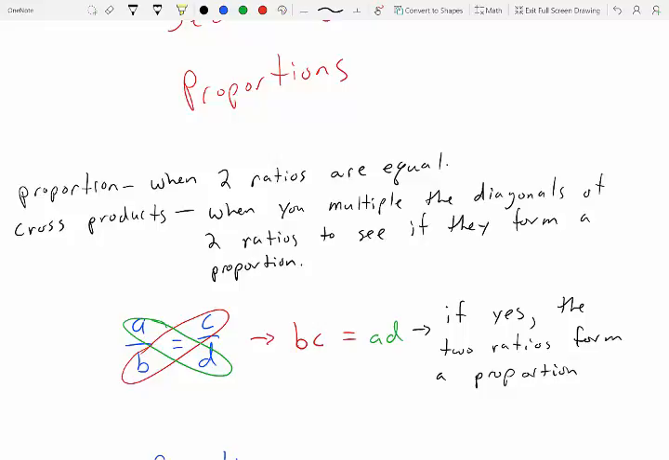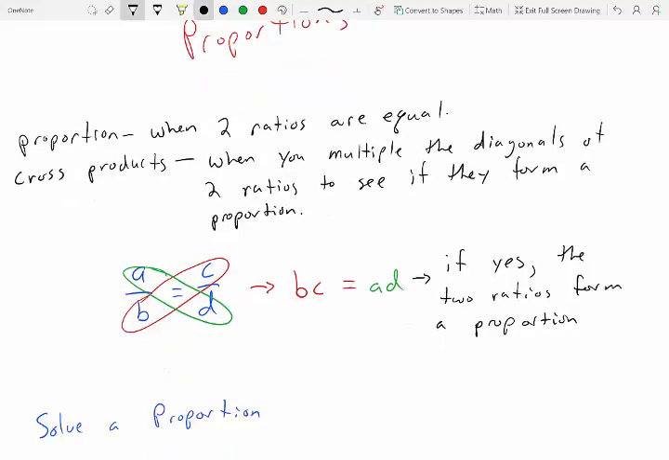One way we can tell that is we can use cross products. Cross products is when you multiply the diagonals of two ratios to see if they form a proportion. So you're going to multiply the denominator of one by the numerator of the other, and do the same thing with the numerator and the other denominator.